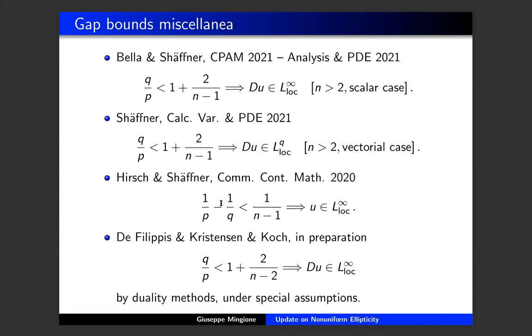And the only known optimal bound is one by Hirsch and Schäffner, where they proved that under this condition, you're using L infinity. This is sharp because it's exactly a condition that occurs in a counterexample built by Marcellini at the end of the 80s. But this is just to give an example of what can be done. So the philosophy is that you can allow the ellipticity ratio to blow up at infinity, but you cannot allow it to do so with a power which is too large. But on this, I'm going to be back later.